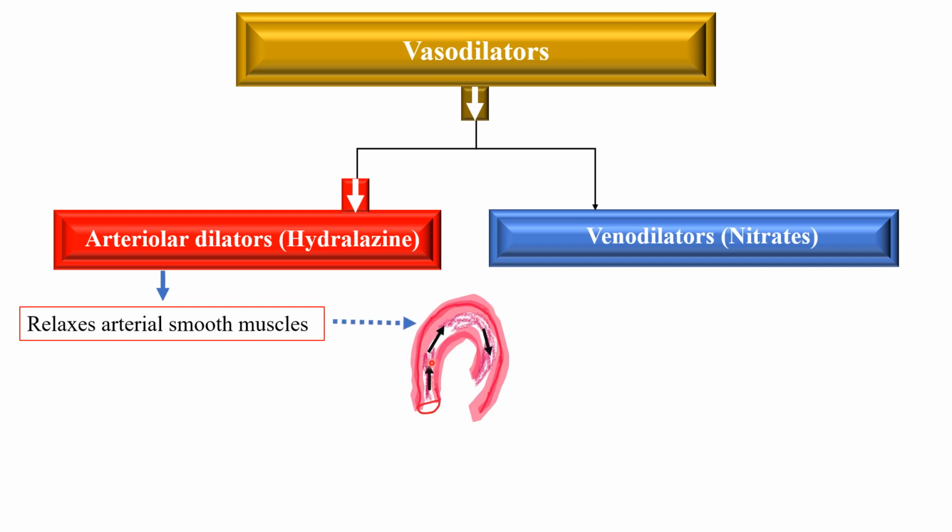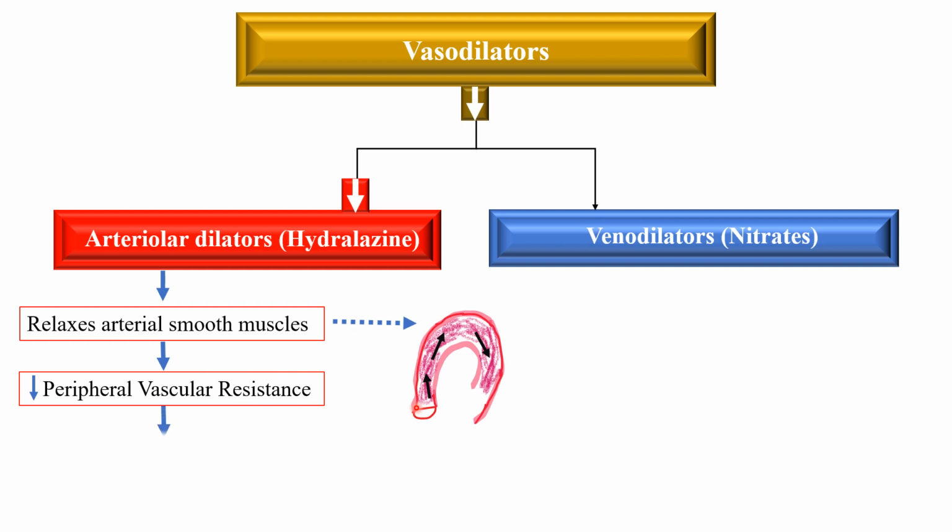When arterial smooth muscles are constricting, they resist the flow of blood within them and increase peripheral vascular resistance, increase blood pressure, and finally increase afterload. When arteriolar dilators are administered, arterioles are relaxed, which decreases peripheral vascular resistance, decreases afterload, and finally decreases workload on the heart.